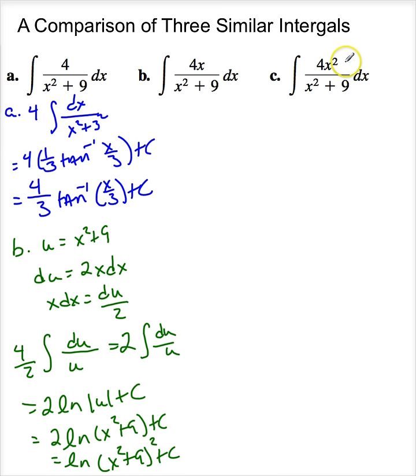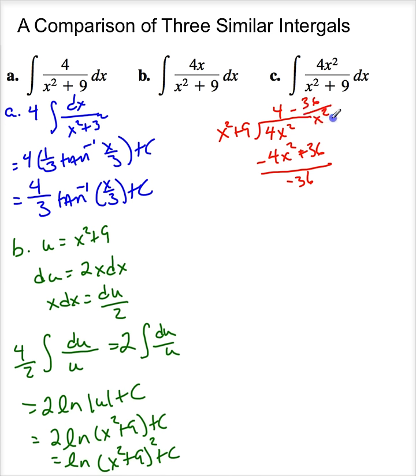Now let's come over and do this one right here. C. The numerator is the same power as the denominator, so I'm going to want to divide x squared plus 9 into 4x squared. So x squared goes into 4x squared 4 times. So this is 4x squared plus 36. Subtract, that goes away, so this is minus 36. So this is my remainder. So this is going to be minus 36 over x squared plus 9. So I write this whole integral as the integral of 4 minus 36 over x squared plus 9 dx.